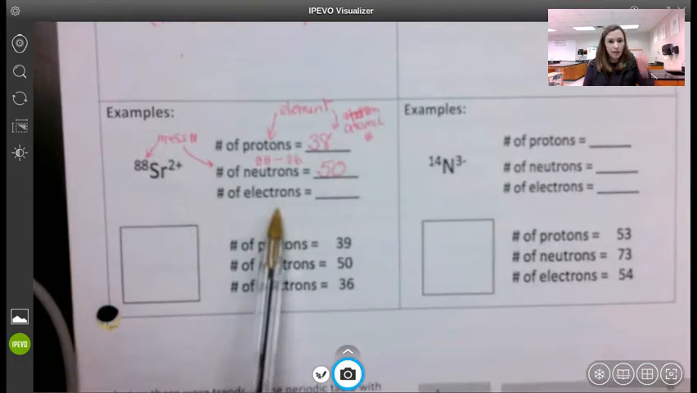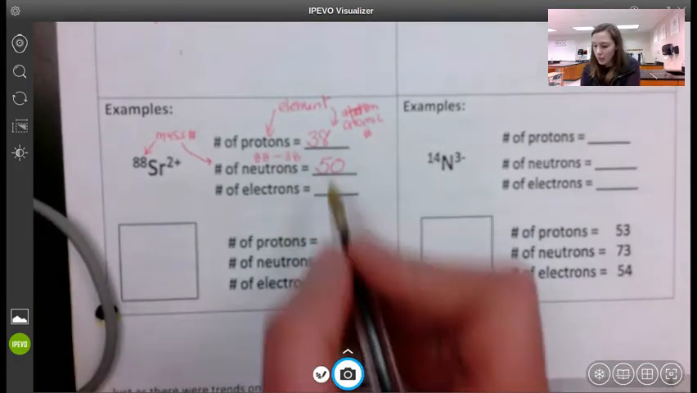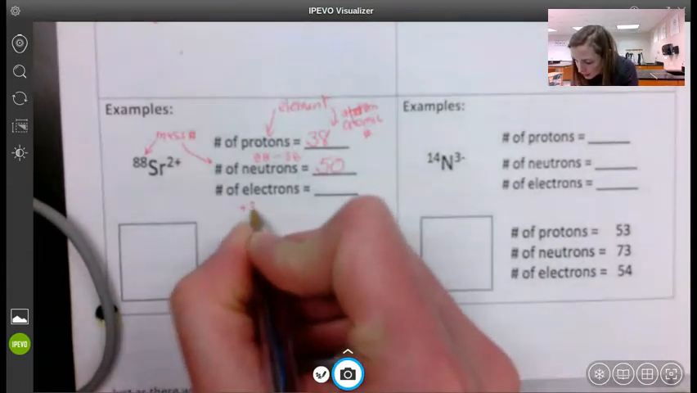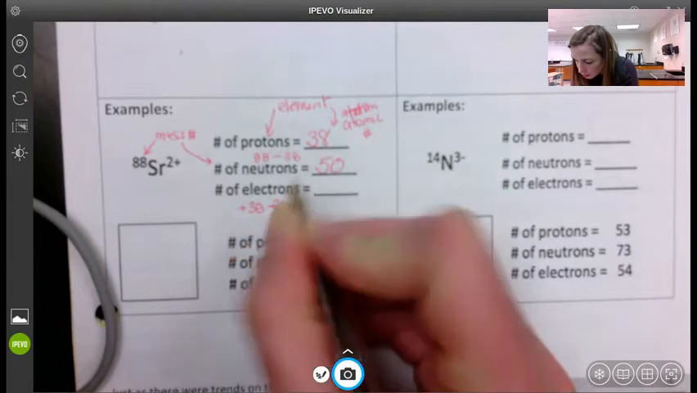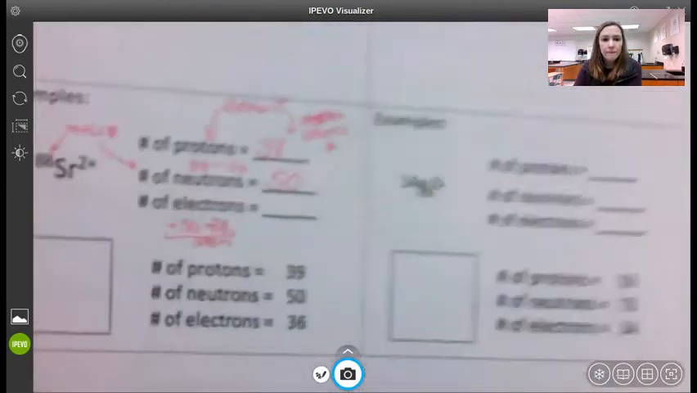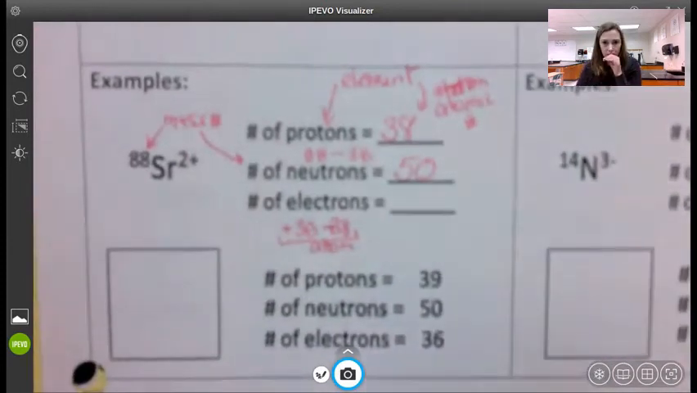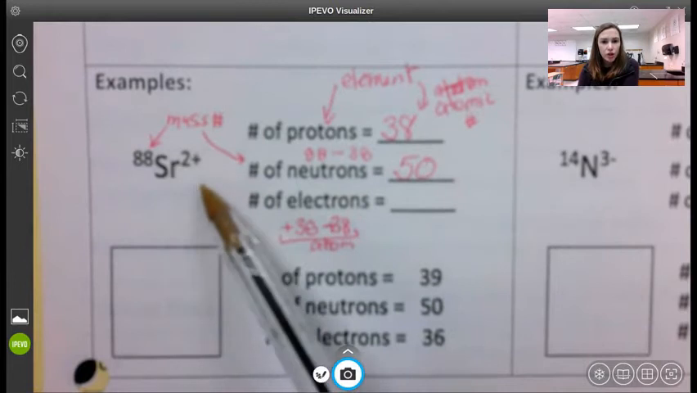All right, and then electrons is usually, again, at this point going to be the trickiest. So originally, if this was neutral, I would have my positive 38, and I would have my negative 38. So this would be if it was an atom. Zoom in on that a little bit more. Okay, but in this case, I have this +2 charge.